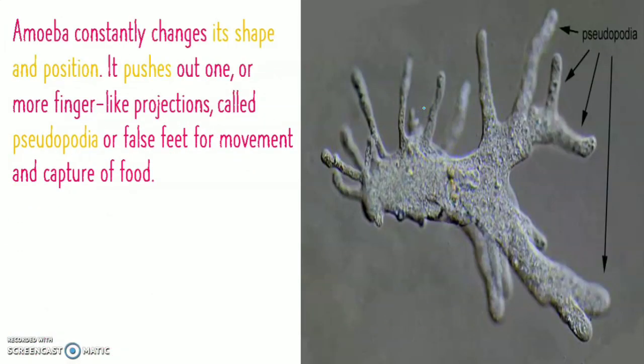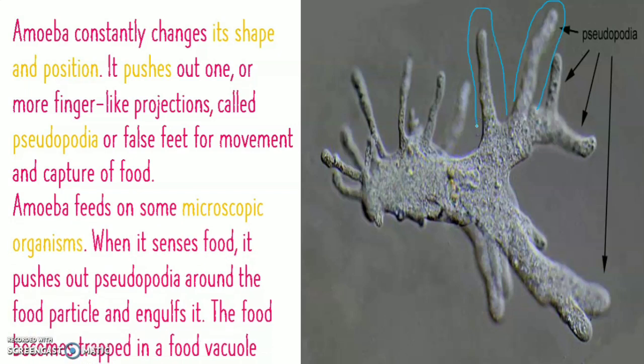Amoeba constantly changes its shape and position. So it is not in one shape. It keeps changing its shape and position. So what it does, it pushes out one or more finger-like projections called pseudopodia. So you see these finger-like projections. These finger-like projections are called pseudopodia. And what they do is they help to capture the food.